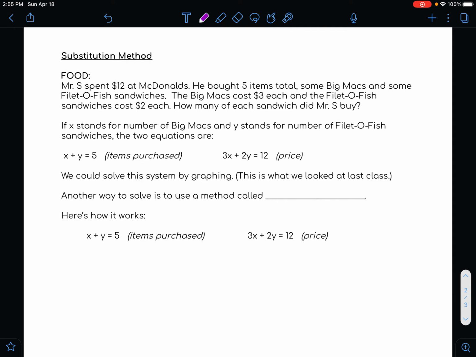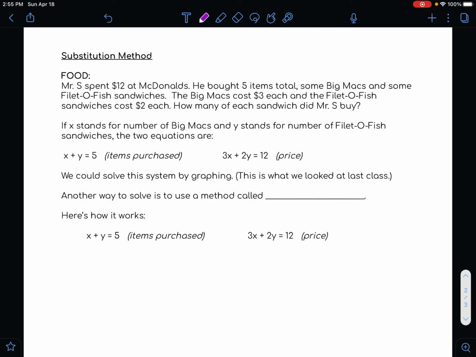So let's go ahead and read the problem. Mr. Swigum spent $12 at McDonald's. He bought 5 items total, some Big Macs and some Filet-O-Fish sandwiches. The Big Macs cost $3 each and the Filet-O-Fish sandwiches cost $2 each.